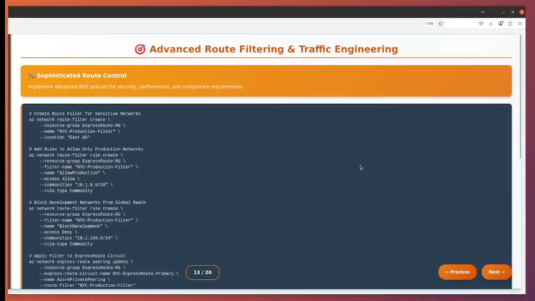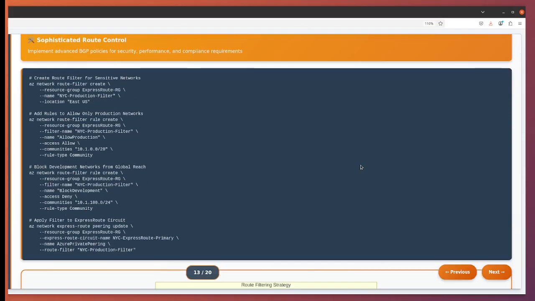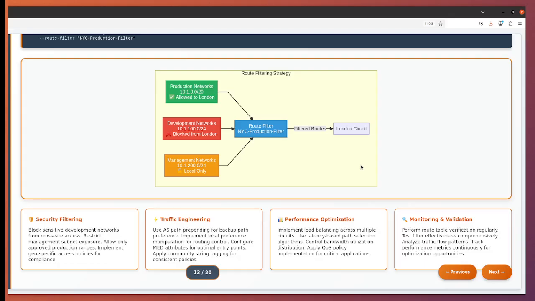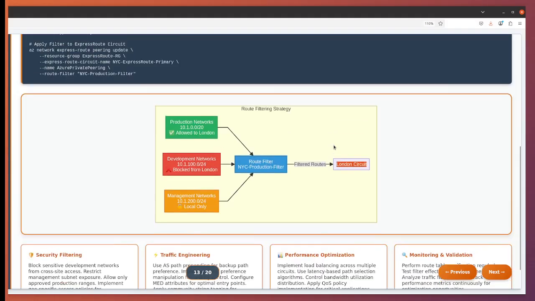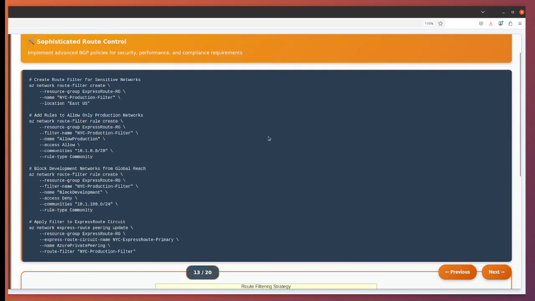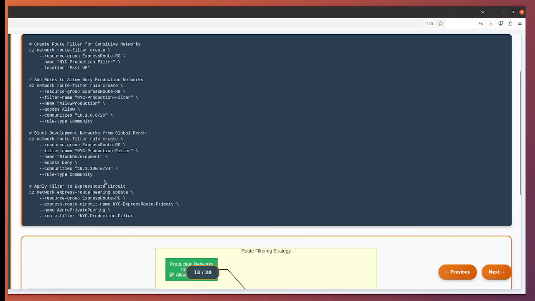Advanced route filtering and traffic engineering. As your Global Reach topology grows, sophisticated route filtering and traffic engineering become essential for optimal performance. Route filtering allows you to control exactly which networks are accessible between sites. This is crucial for security and compliance requirements. Traffic engineering techniques include AS path prepending to make certain paths less preferred, local preference to influence outbound routing decisions, MED attributes to signal preferred entry points to your AS, and community tagging to apply consistent policies across multiple routers.